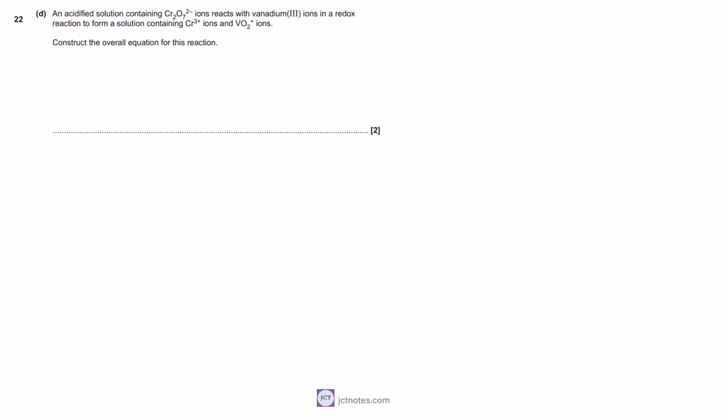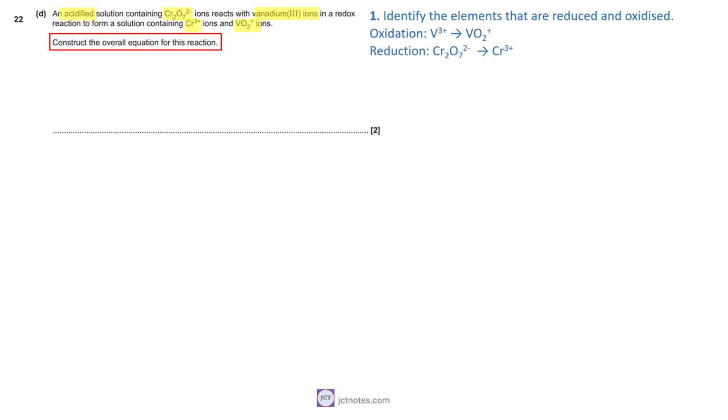In part D of question 22, we have that an acidified solution containing dichromate ions reacts with vanadium-3 ions in a redox reaction to form a solution containing chromium-3 ions and vanadium ions. We are asked to construct the overall equation for this reaction. We have a redox reaction with all the species provided. As it is in acidic solution, we might need to use protons.